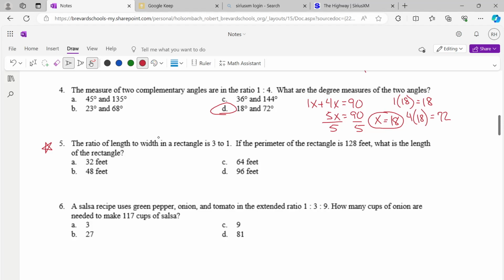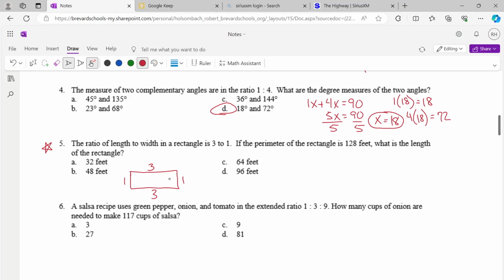It's tricky. It's not hard, it's tricky. The ratio of the length to width in a rectangle is 3 to 1. The perimeter is 128. What is the length of the rectangle? You've got to be careful here because look, in a rectangle, you've got two lengths and you've got two widths, don't you? And the sum of all of those gives you the perimeter.